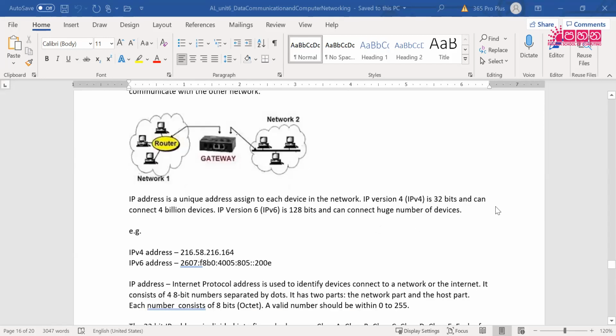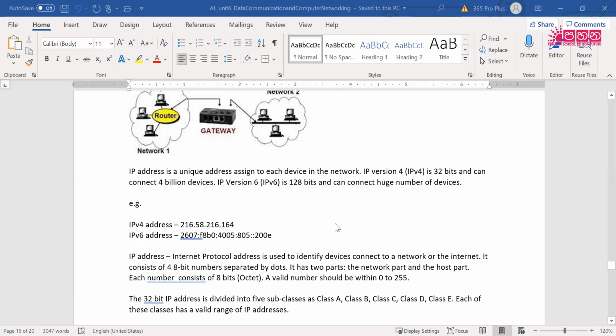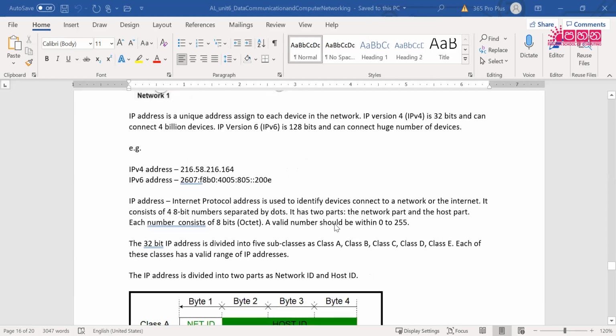It's a 32-bit number, and there are four 8-bit numbers separated by dots or periods. This is called IP version 4. With 32 bits, you can connect about 4 billion devices. But the latest one is called IP version 6, with 128 bits. You can connect a huge number of devices there.